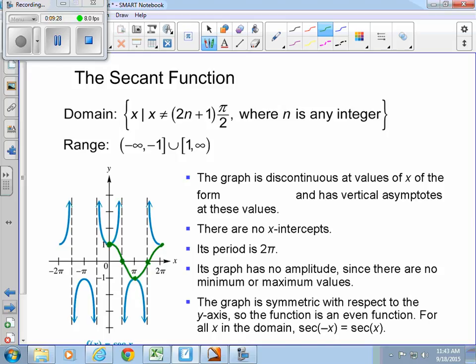There are no x-intercepts, the period is 2 pi, no amplitude. And this one is symmetric with respect to the y-axis. It's called an even function. So it's secant. So these are the secant and cosecant functions. So we're going to learn how to graph secant and cosecant functions.